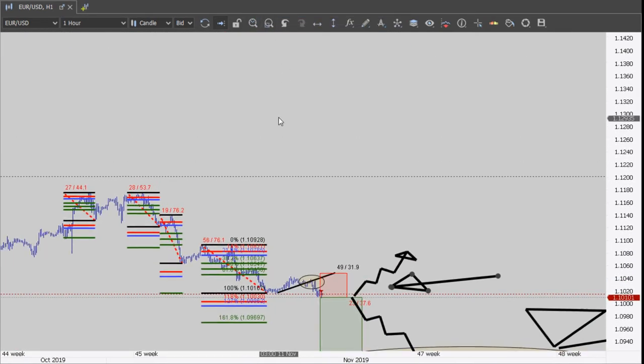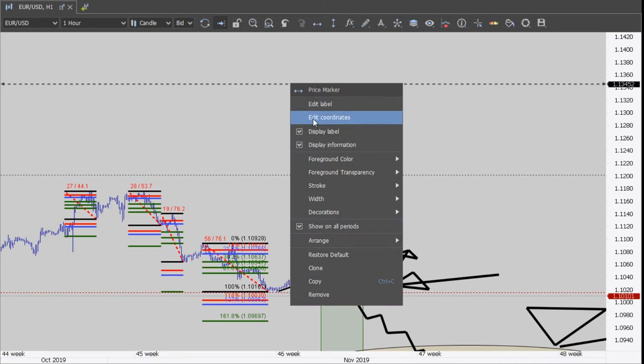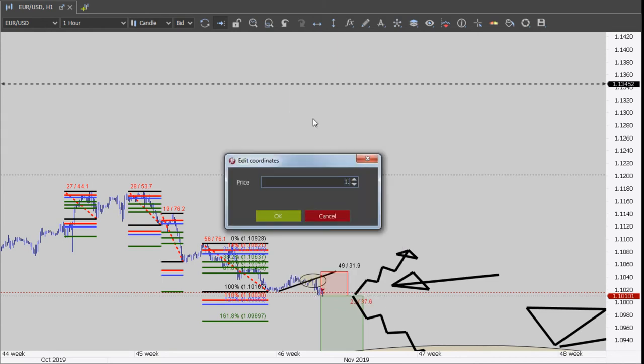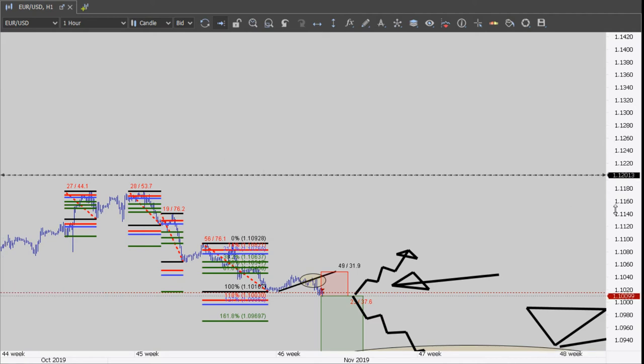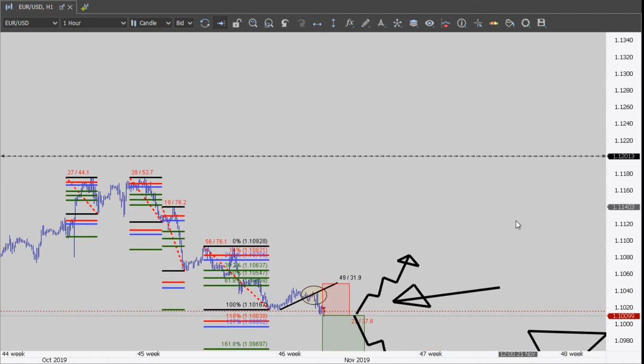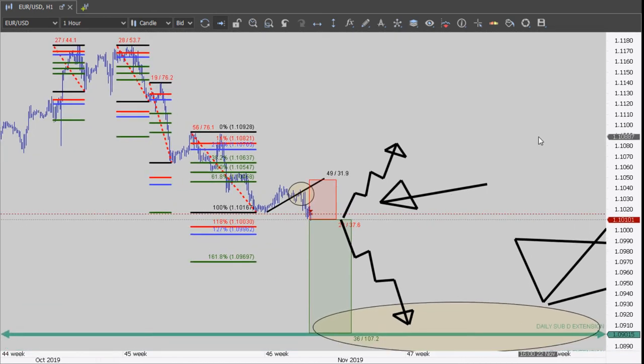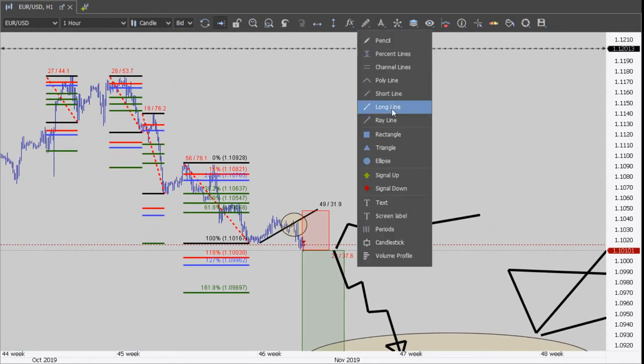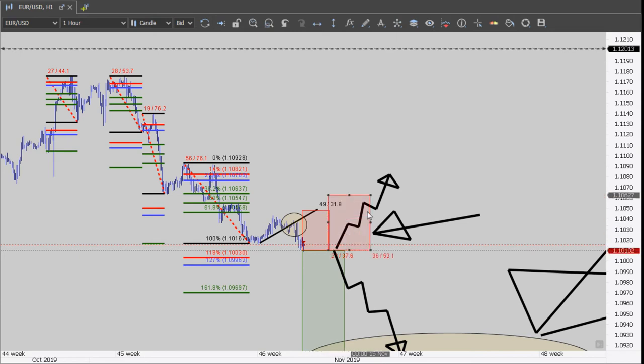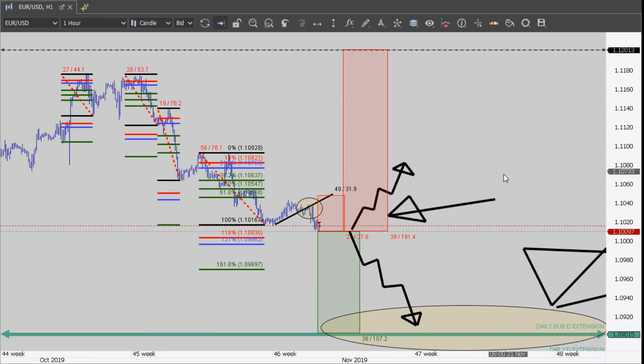1.12 is the stop loss. 1.12013, 1.12. See? There is a big difference between the stop loss for the smaller accounts and the stop loss for the bigger account.